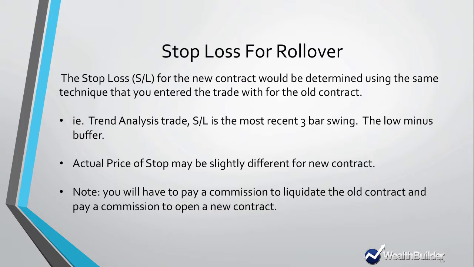So when we liquidate the older contract, we would buy the new, and then we would place a stop loss at the 3-bar swing low of the newer longer-term contract. The actual price of the stop may be slightly different for the new contract, so don't worry about that. Just know that there might be a few discrepancies. It really doesn't mean anything.